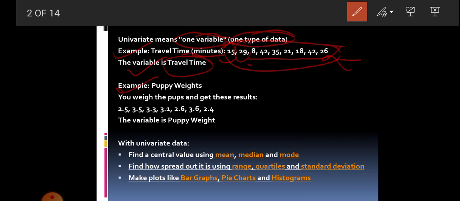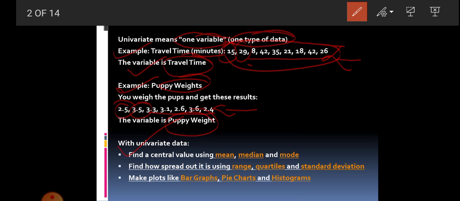Similarly, the second example is puppy weight. In puppy weight, it is given 2.5, 3.5, 3.3, 3.1, 2.6. So this is the data, but this whole data represents a single thing, that is the weight of the puppy. So this is also univariate.